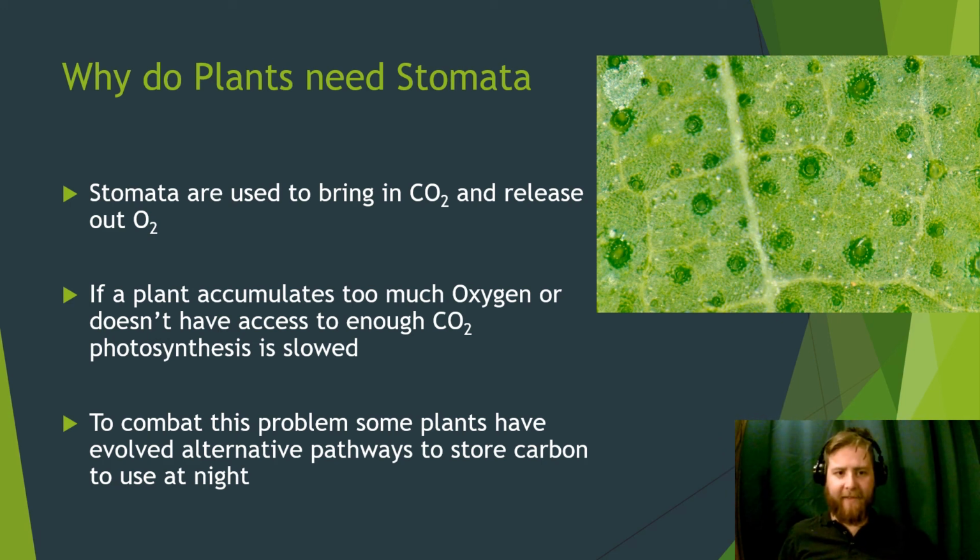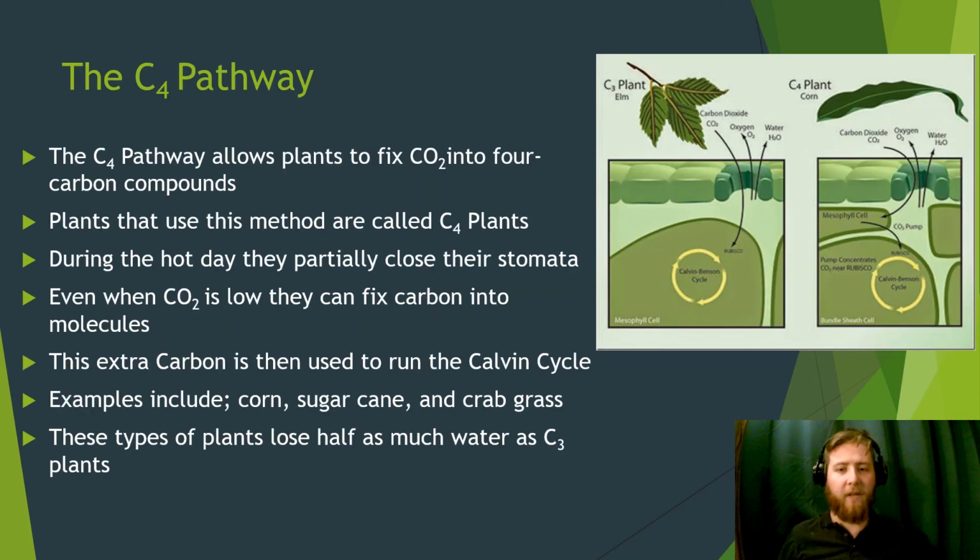So to combat this, plants have evolved these alternative pathways to store carbon, which they can use at night in the Calvin cycle. So they still run the light reactions during the day, but then they use the Calvin cycle at night. The C4 pathway allows plants to fix carbon into 4 carbon compounds instead of the 3 carbon compounds we talked about. We call these plants C4 plants.